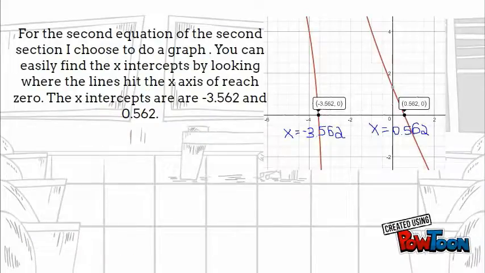For the second equation in the second section, I chose to do a graph. You can easily find the x-intercept by looking where the lines hit the x-axis and reach 0. The x-intercepts are negative 3.562 and 0.562.